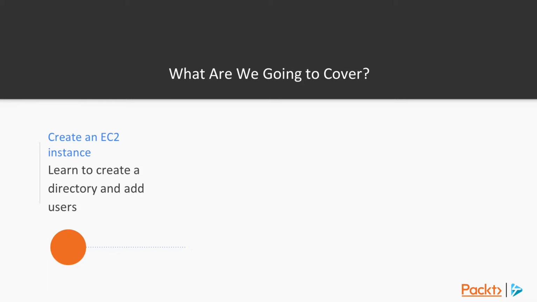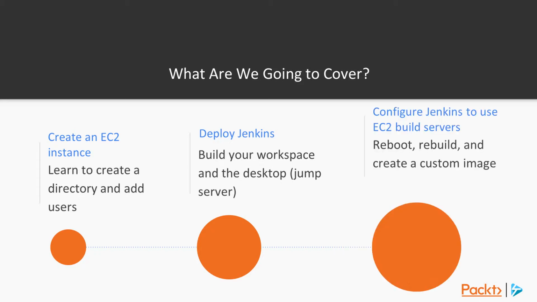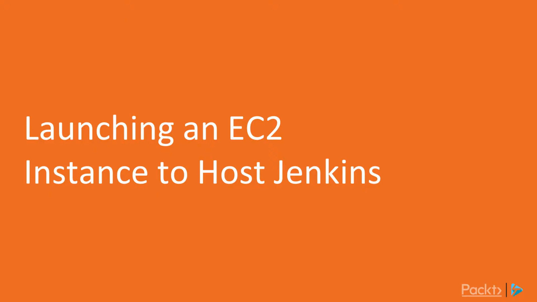So what are we going to cover in this section? First, we are going to create an AWS EC2 instance, configure the necessary security groups and other configurations that are necessary for hosting our Jenkins server. Then we are going to actually deploy Jenkins on that host. And finally, we are going to configure it to use other EC2 instances as slave servers or build servers using the AWS EC2 plugin. In this video, we are going to launch an EC2 instance to host Jenkins.